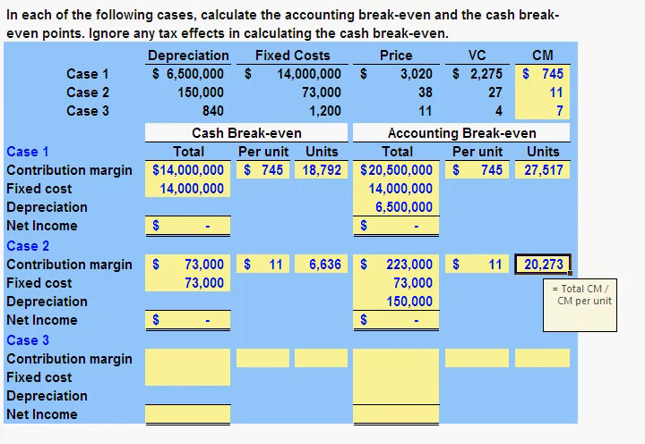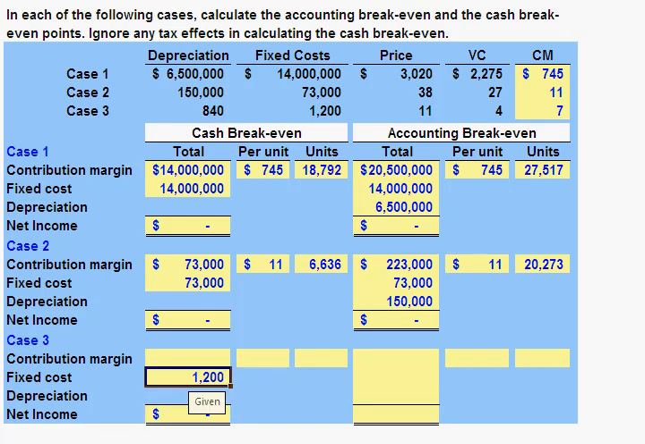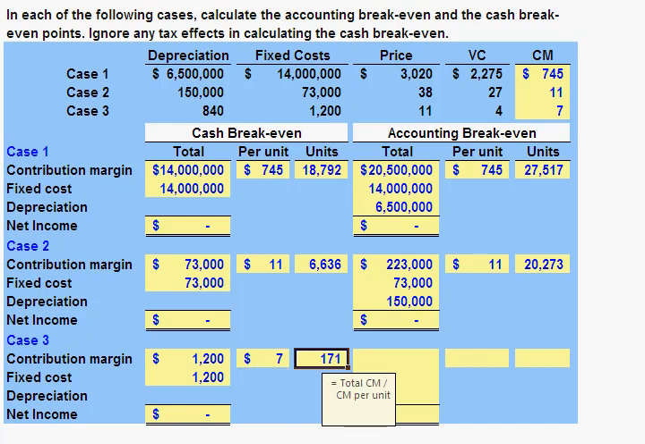Let's consider case 3. Again, set net income equal to 0. We will ignore depreciation expense while calculating our cash break-even. Our fixed costs are $1,200, so we need a total contribution margin of $1,200. We divide our total contribution margin by our $7 per unit contribution margin to arrive at a cash break-even of 171 units.